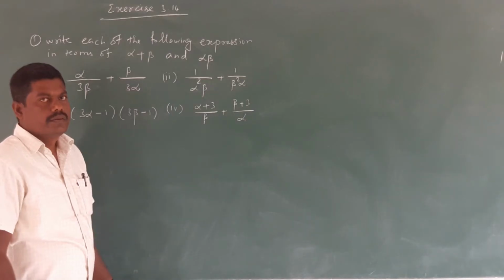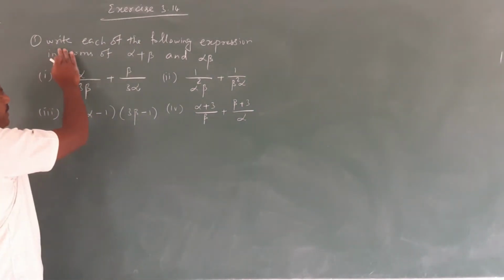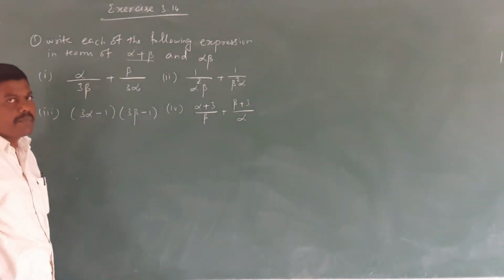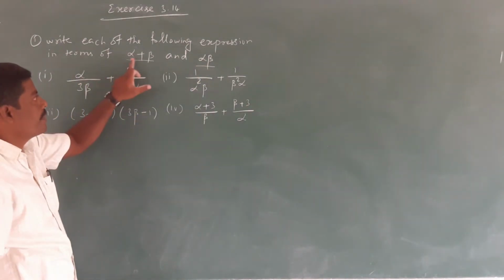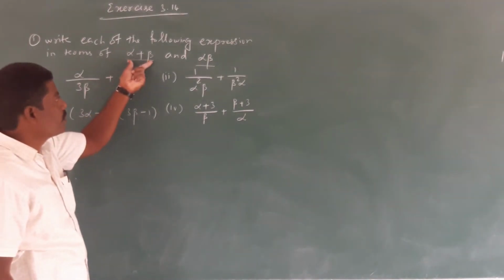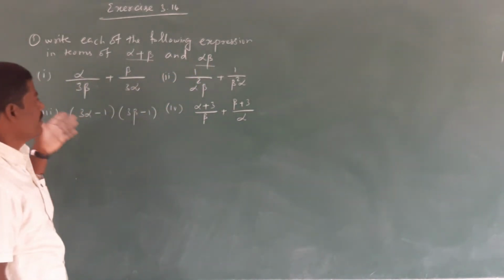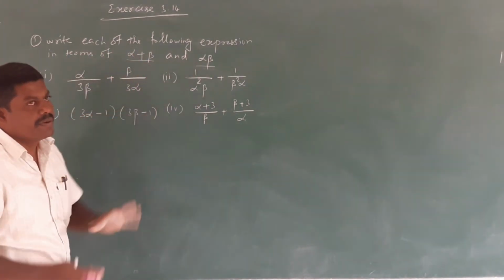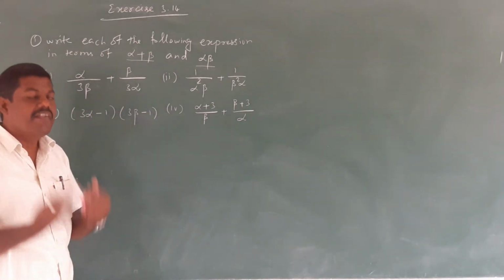Understand? Okay, listen. Exercise 3.14. First question. Write each of the following expression in terms of alpha plus beta, that means sum of the roots, and alpha beta, that means product of roots. Here alpha and beta are the roots of the quadratic equation. We want to convert these expressions into alpha plus beta terms and alpha beta terms.